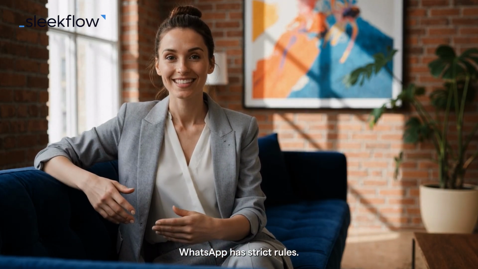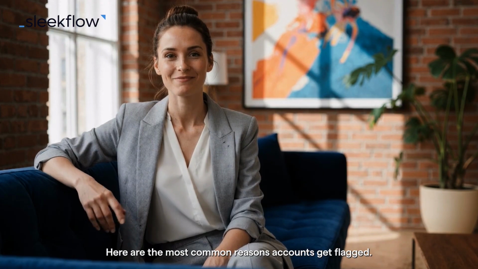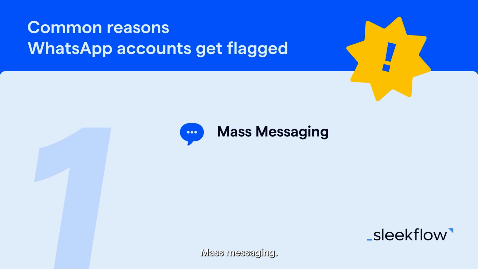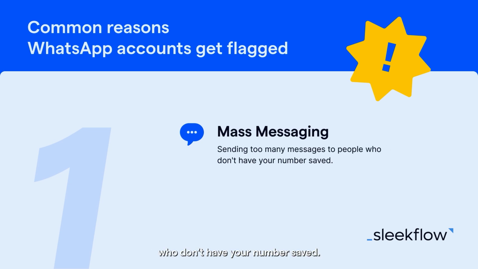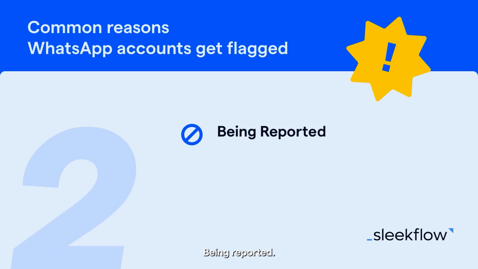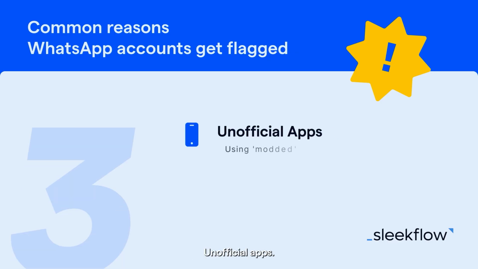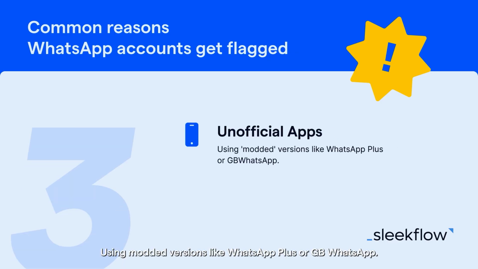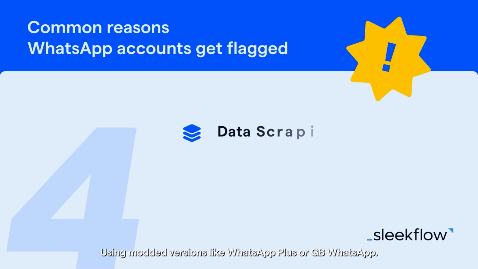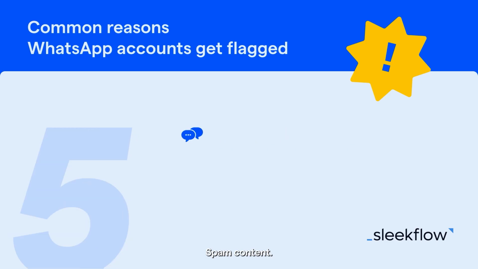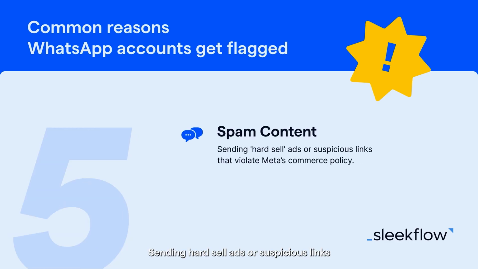WhatsApp has strict rules. Here are the most common reasons accounts get flagged. Mass messaging. Sending too many messages to people who don't have your number saved. Being reported. If users hit report or block on your messages, WhatsApp's AI takes notice. Unofficial apps. Using modded versions like WhatsApp Plus or GB WhatsApp. Data scraping. Trying to pull phone numbers or profile pictures automatically. Spam content. Sending hard sell ads or suspicious links that violate Meta's commerce policy.